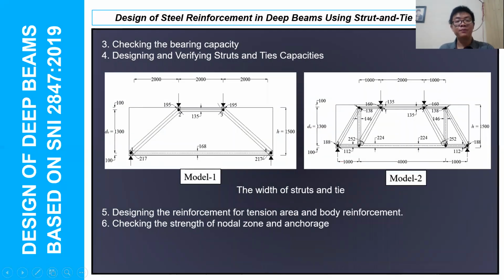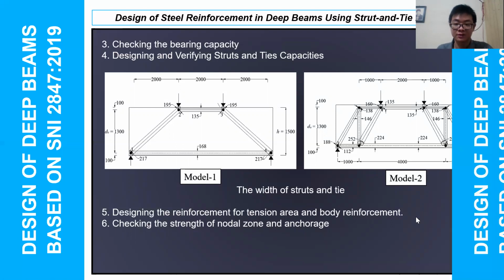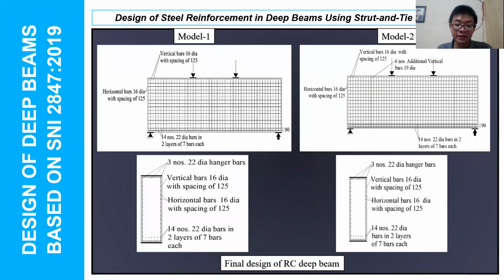Next, we check the bearing capacity and then design and verify the strut and tie capacities. The picture shown in the slide is the width of strut and tie for both models. After that, we need to design the reinforcement for tension areas and body reinforcement. And the last step is to check the strength of the nodal joints and anchorage. And here is the final design of the reinforced concrete deep beams for both models.